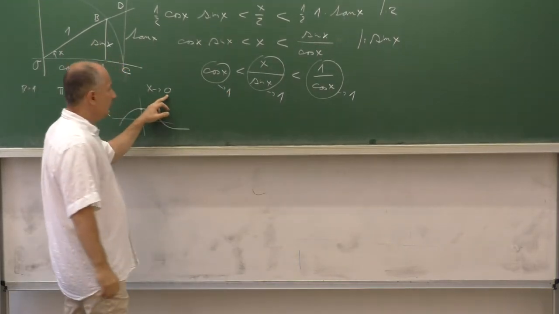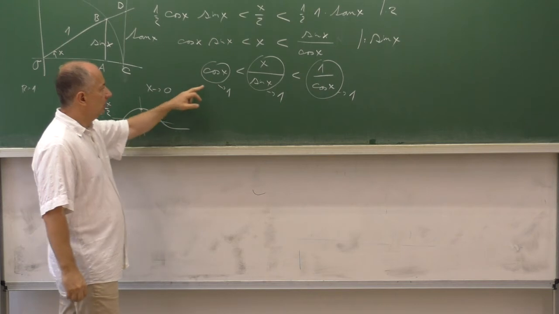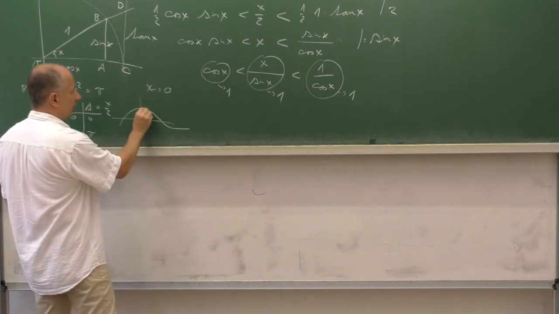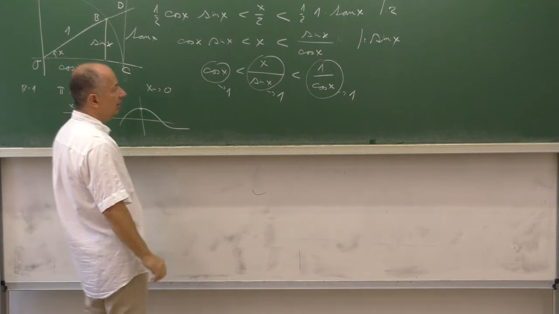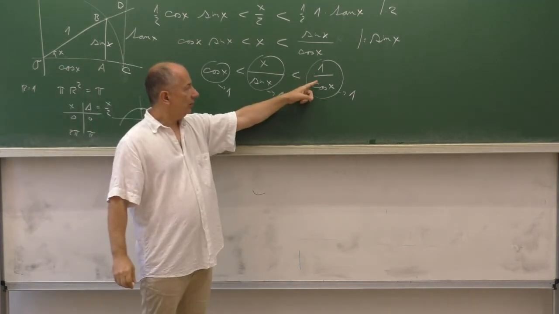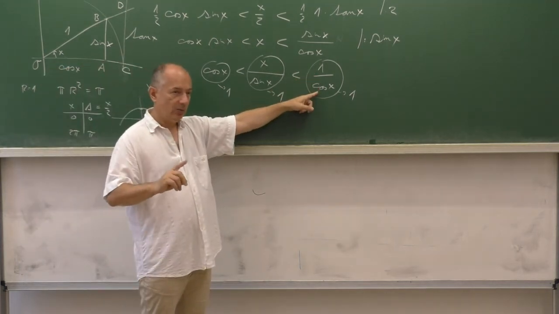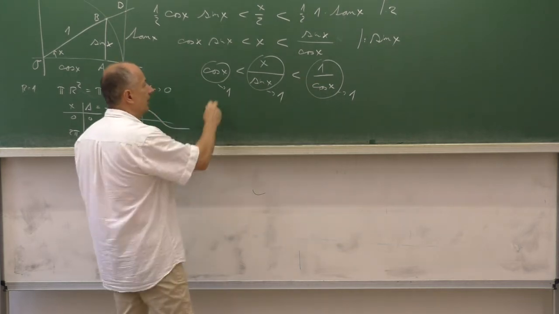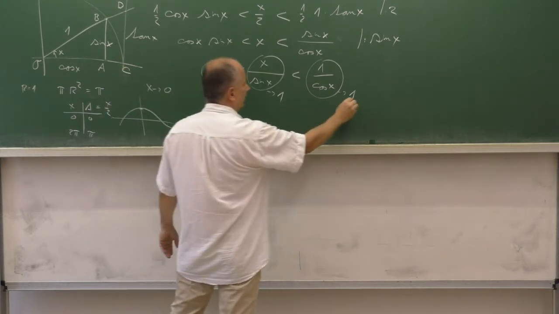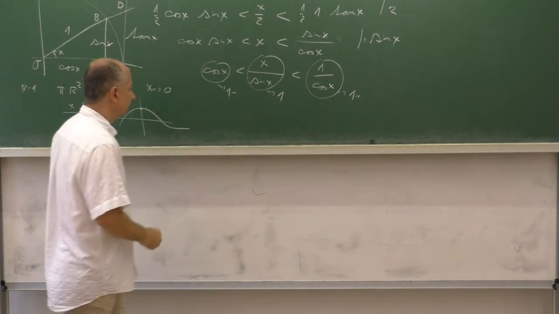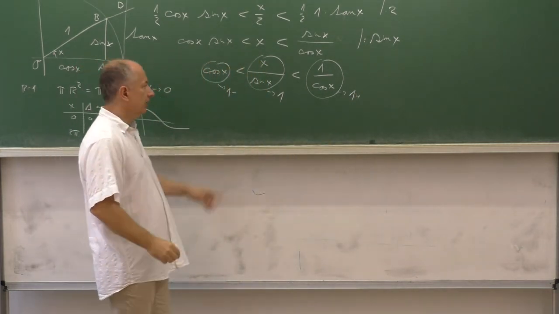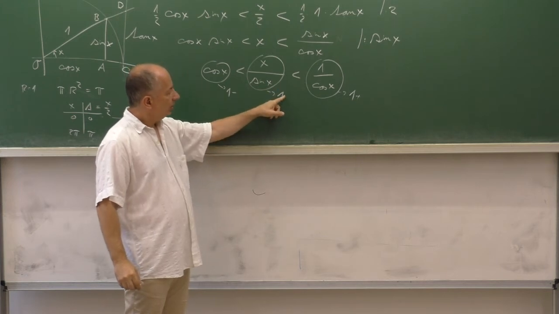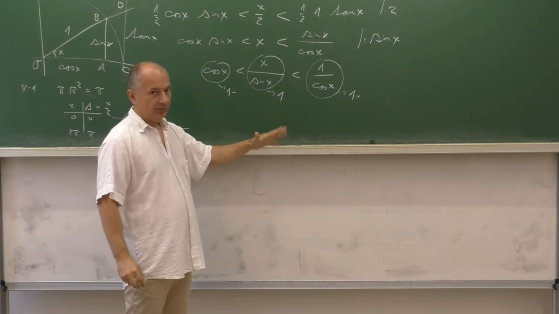For x close to 0 but different from 0, cosine is slightly less than 1. You see, you are somewhere here. And if we consider 1 over a number that is slightly less than 1, then this is slightly greater than 1. So we could say that this goes to 1 from the left, this goes to 1 from the right. Unfortunately, from the squeeze theorem itself, it is not possible to deduce whether this goes to 1 from left or right.